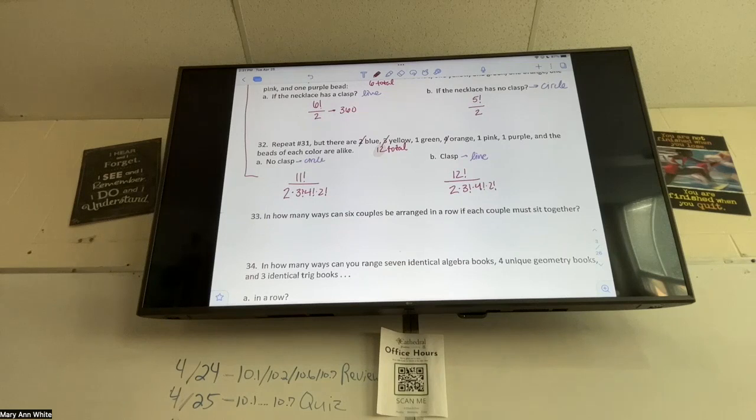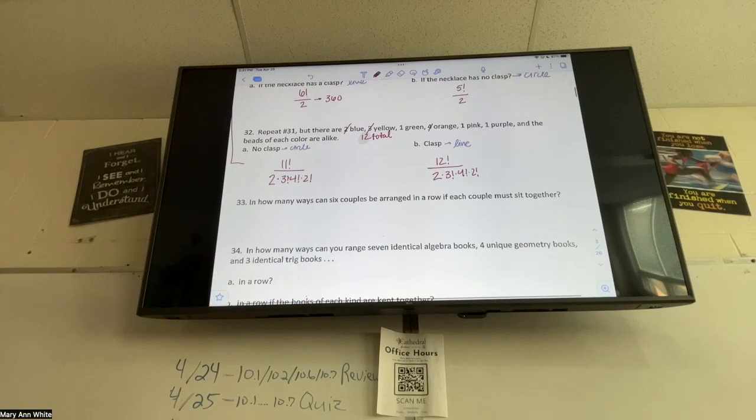All right, 33 asks how many ways can 6 couples be arranged in a row if each couple must sit together? Okay, if each couple must sit together, how many things are we arranging then? Not 6 people, it's still 6 couples. So there are 12 total people, but I want each couple to sit together, right? So there are 2 people who have to sit next to each other, and then another 2 people who have to sit next to each other. Essentially, we've got 6 spots for the couples. 1, 2, 3, 4, 5, 6.